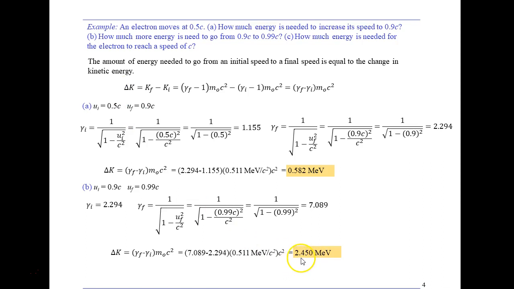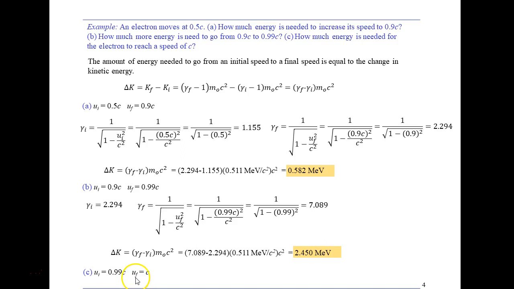And look, you need 2.45 MeV now to go from 90 to 99%, when 0.582 MeV got you all the way from 50 to 90% the speed of light. All right? So to go faster and faster and faster, it takes more and more and more energy. In fact, the answer to C is what?